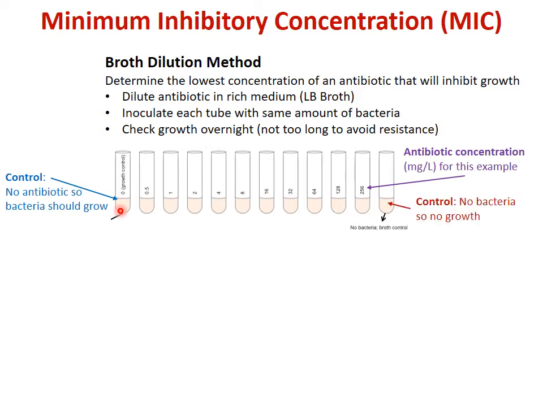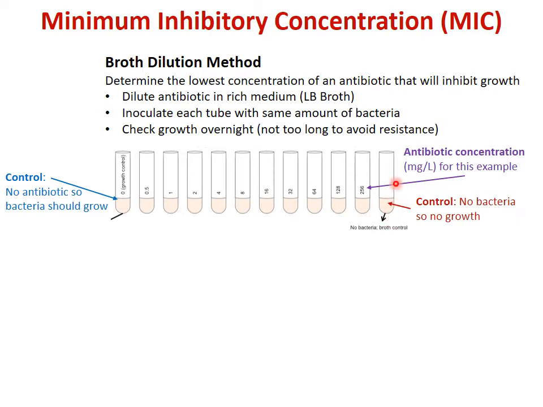Another control is that we put no bacteria into a sample. So that's over here. This is just to show that the medium is not originally contaminated with any bacteria that we don't intend to investigate. Okay, so what do we do? We make these series of dilution tubes, and we dilute the antibiotic, and we put the same amount of bacteria in each one of these tubes, except of course this first one over on the right, because we don't put any bacteria in there.